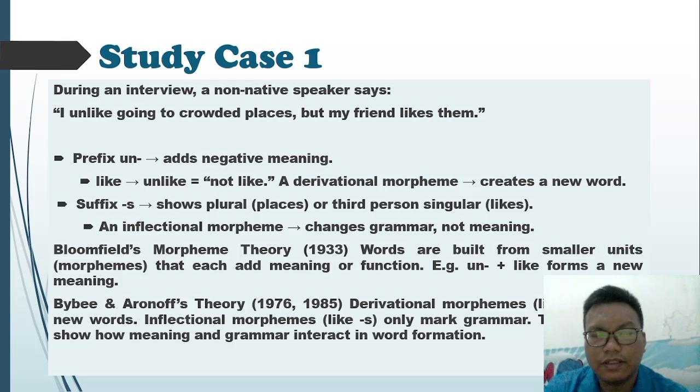Bloomfield's morpheme theory from 1933 is a supporting theory. Words are built from smaller units, or morphemes, that each add meaning or function. For example, un plus like forms a new meaning. And Aronoff's theory in 1976 and 1985: derivational morphemes like un make new words, and inflectional morphemes like s only mark grammar. Together they show how meaning and grammar interact in word formation.